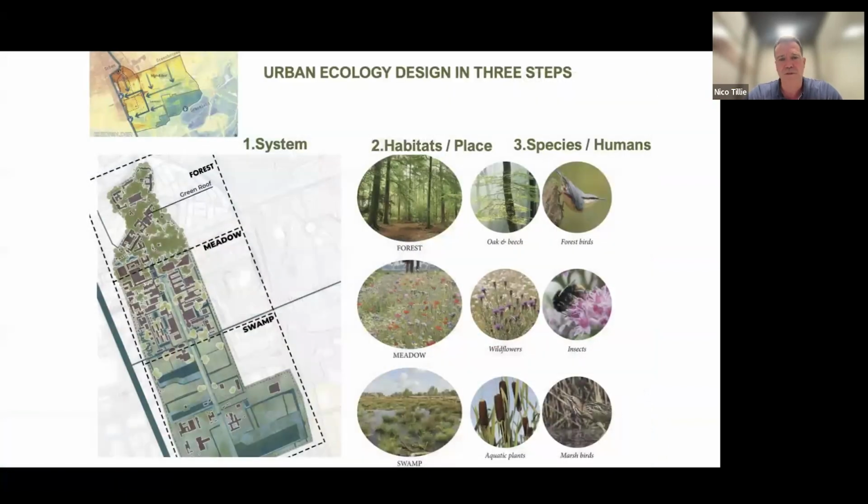This also links to a wrap up of the whole urban ecology MOOC. Because what you've been doing is looking at system level, like this approach in Delft: what is happening at system level, where can we change things which are not going well, and how does that translate at system level to a vision, like here, forest, meadow, and swamp area, which is then translated to habitat, place, and as a third step, species, we as humans.